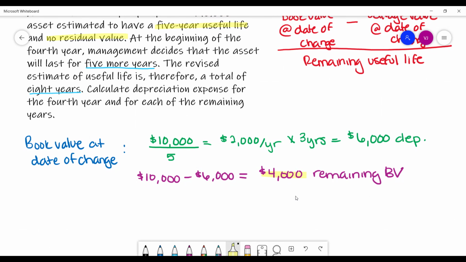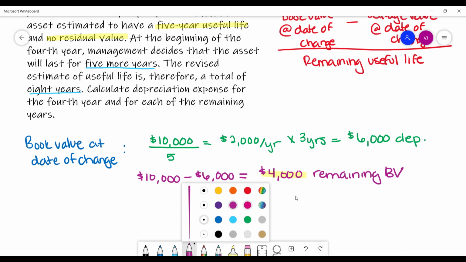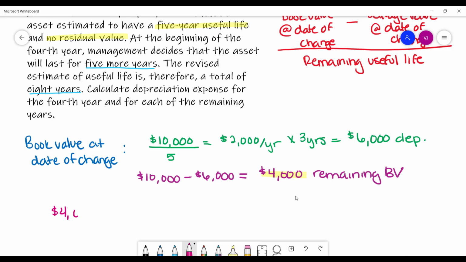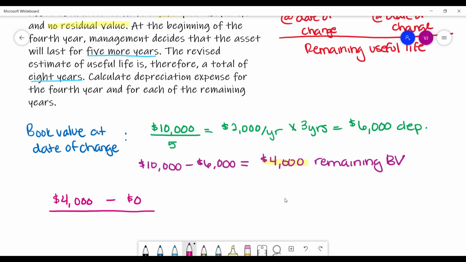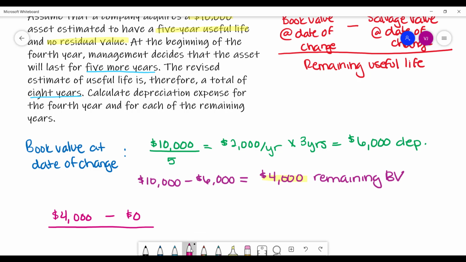So the remaining book value here we see is $4,000. Then we're going to subtract out any salvage or residual value, which there is none. It's nothing. So they don't expect to have any residual value. And then we're going to divide that number by the remaining useful life. So to find the remaining useful life, we can draw a number line here. So initially they thought the asset was only going to last 5 years. So 1, 2, 3, 4, 5. But up until this point, they've had the asset for 3 full years. So we're at the beginning of year 4.